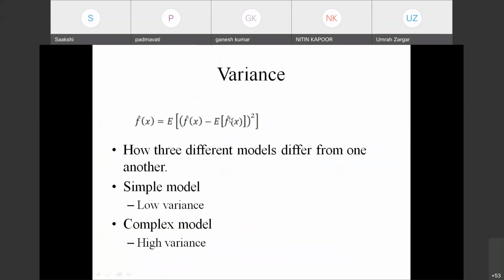Okay, that is what the variance means: how three different models differ from one another. In a simple model, it gives me low variance, whereas in a complex model, it gives high variance. What do you mean by low variance and high variance?